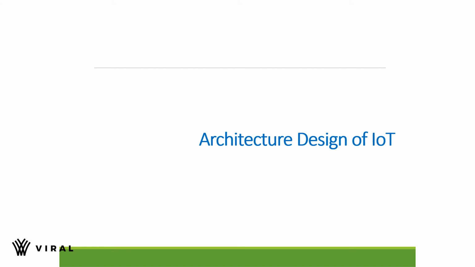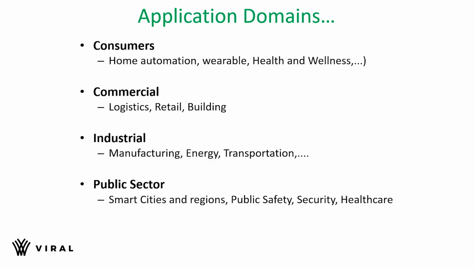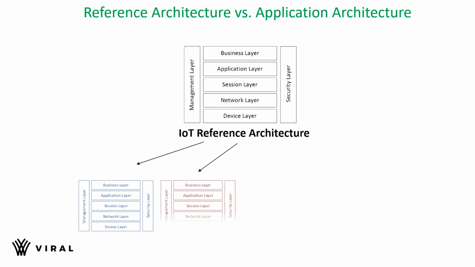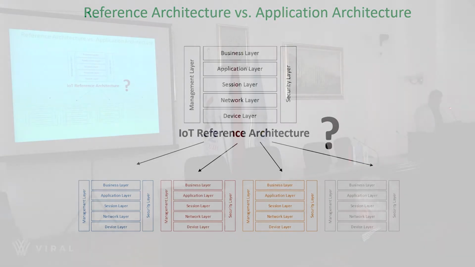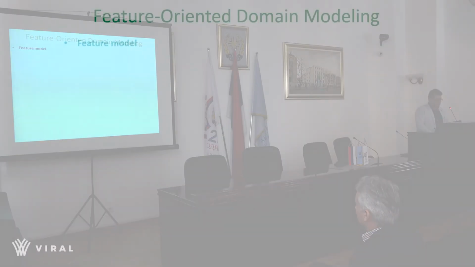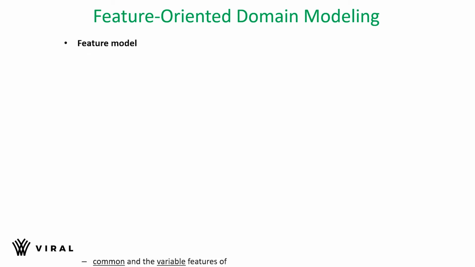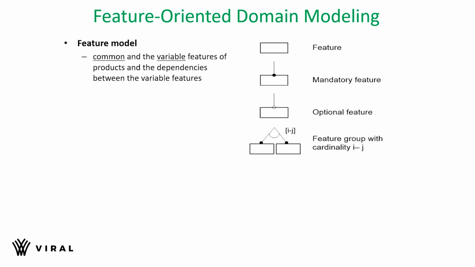So as I have mentioned, this reference architecture can be used in many domains, and we call it the application architecture. This reference architecture can be used in different domains, and then you can come up with different application architectures. But how do you do that? We use feature-oriented domain modeling, which is about feature models. You have to determine the common and variable features of products, and of course the dependencies. So we use this notation.